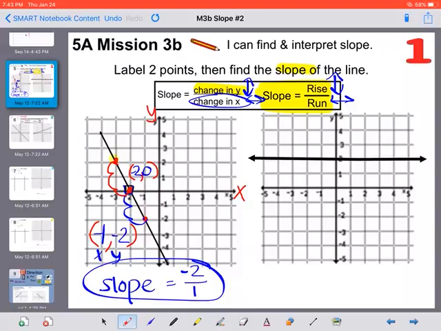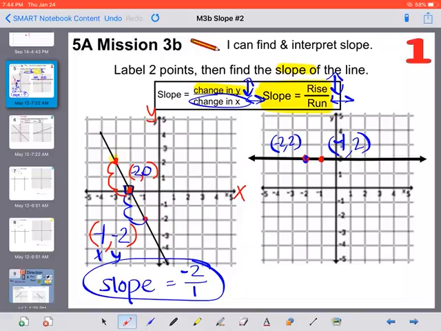All right, let's take a look at our next line. This one is a horizontal line. Pick any 2 points on the line that cross at a nice whole number. We're going to label our points. This point on the left right here, we went -1, -2, and then up 2. And this point over here, we went 1 to the left, so -1, and up 2.